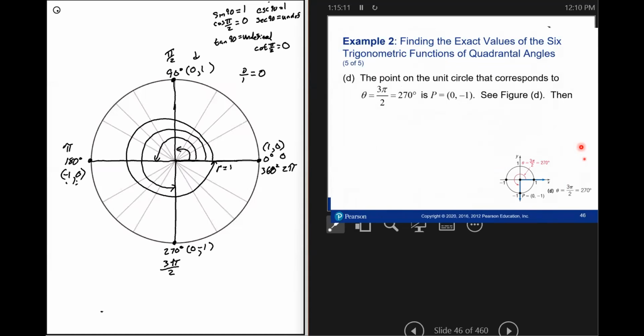And for 270, it's the same thing, except you're going to get the same values as you did up here with 90 degrees, but instead of being +1, it's going to be -1. So sine will be -1, cosine will be 0. Tangent will be undefined. Cosecant will be -1, and secant will be undefined, and cotangent will be 0.